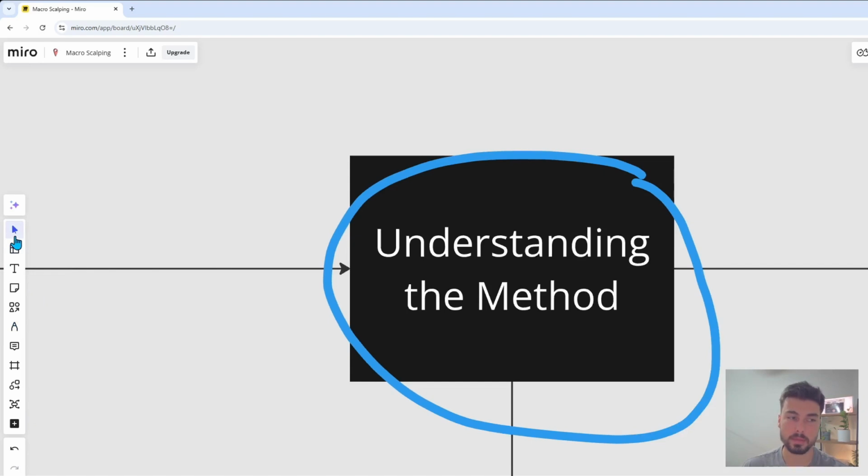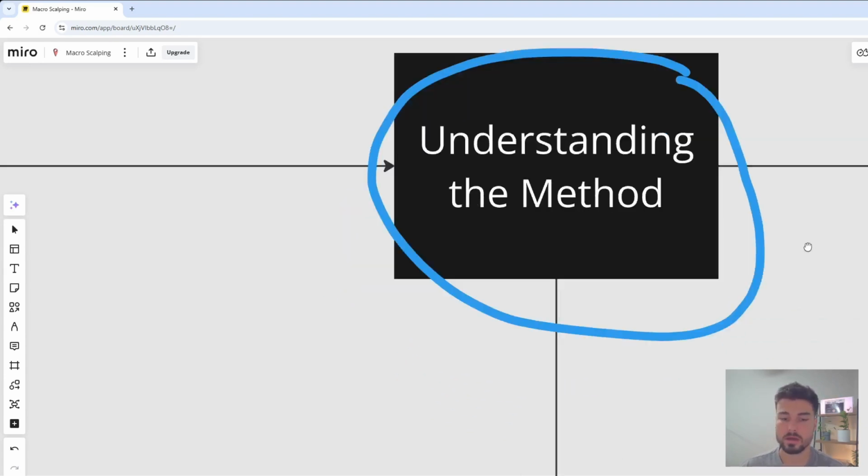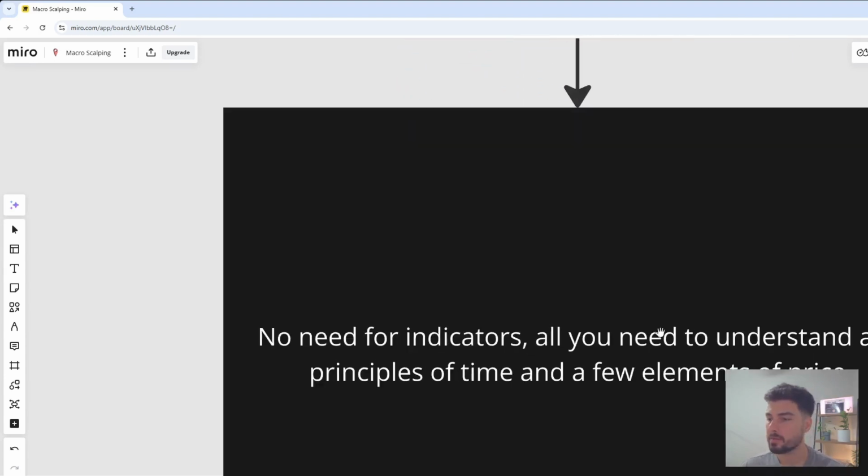So if you're a complete beginner, I'm going to go through the basics for you guys as well. If you're an advanced trader, intermediate, this is still very important because these are the basic elements I need to actually implement this method, which is macro scalping. So going down here, there's no need for indicators.